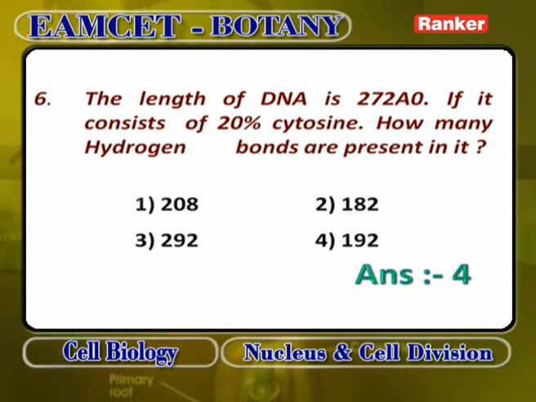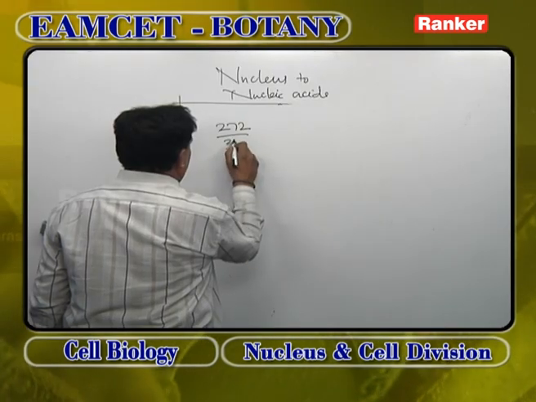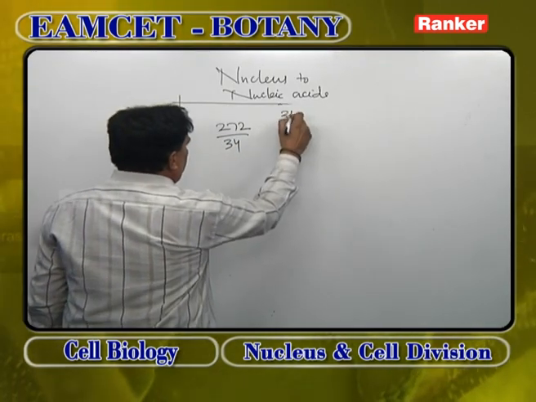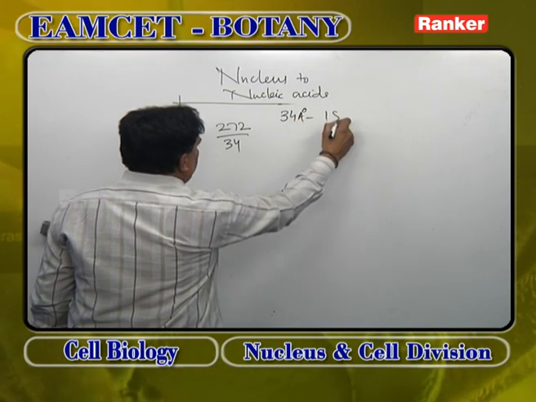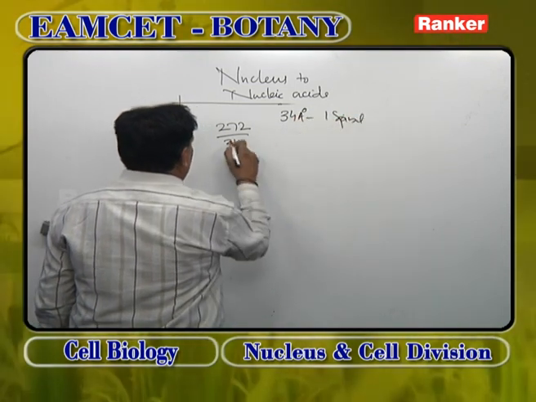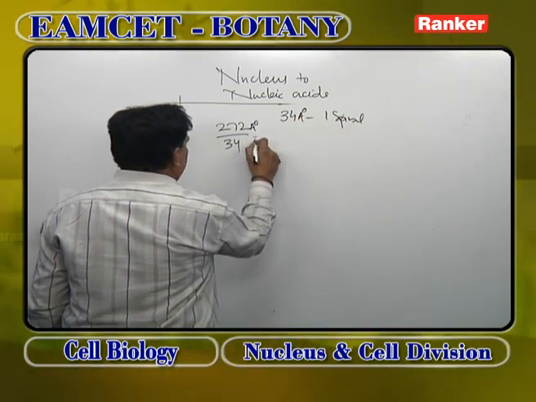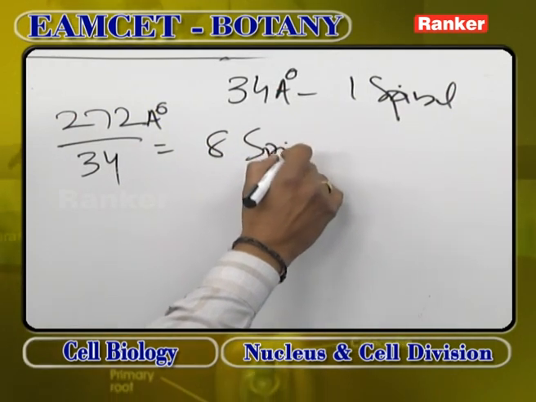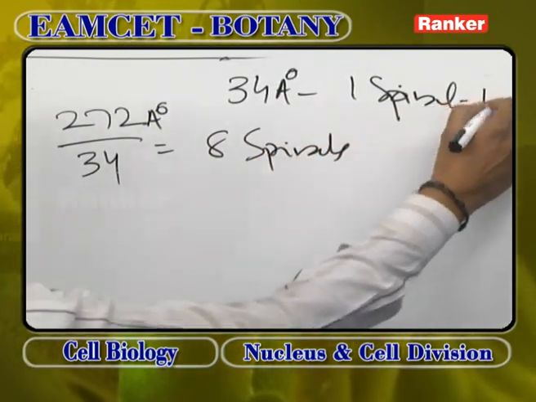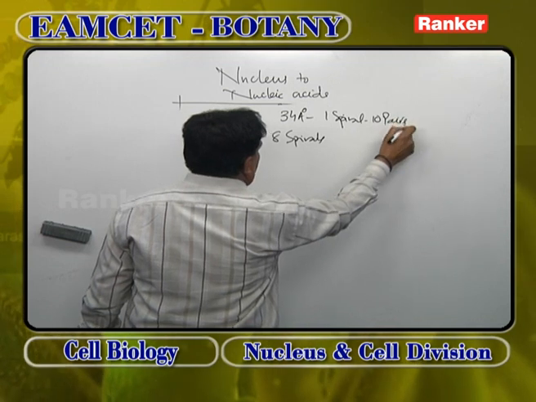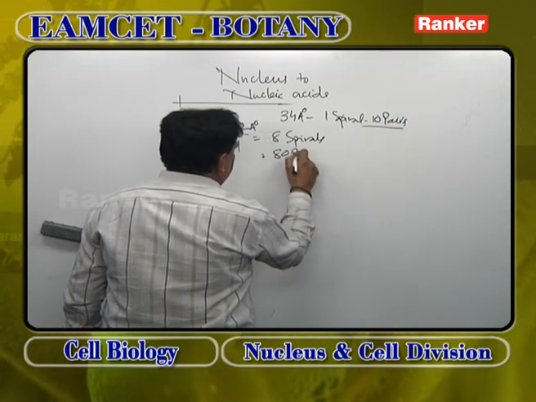The length of DNA is 272 angstroms. If it consists of 20% cytosine, how many hydrogen bonds are present? Here you have to do 272 divided by 34, because 34 angstroms is one spiral. 272 angstroms means 8 spirals. One spiral contains 10 pairs, so 8 spirals contain 80 pairs.